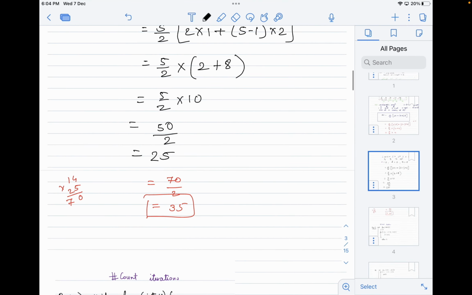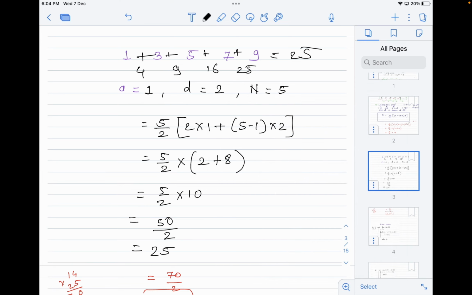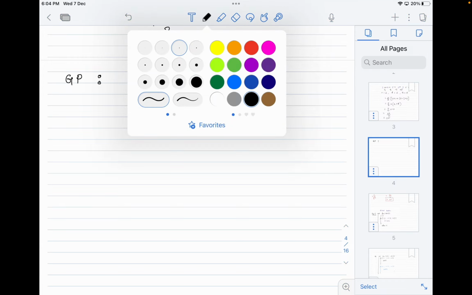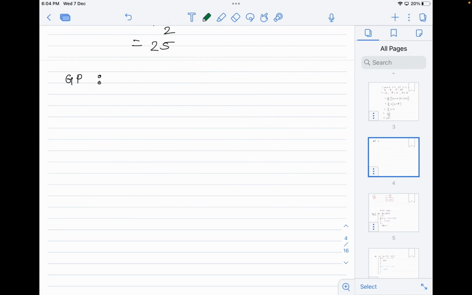Okay, so now the second topic, let's talk about the second. So next is what? GP. What is GP? GP is nothing but geometric progression.